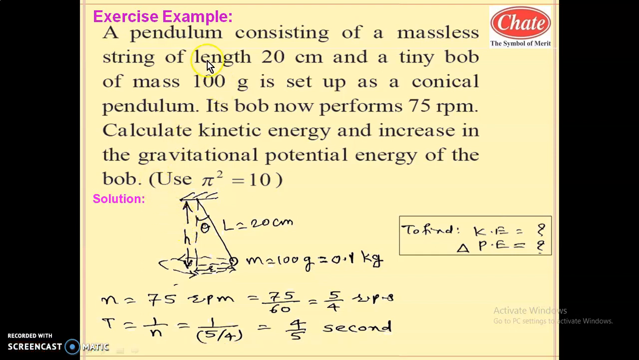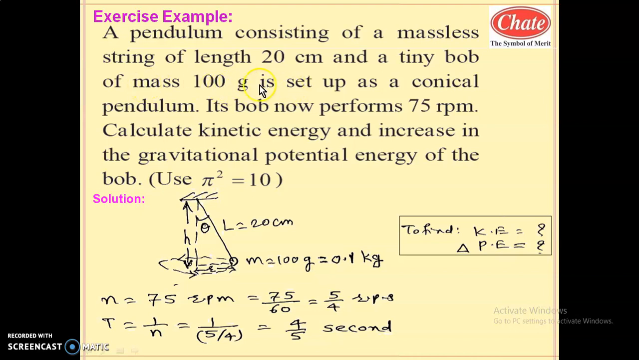Let us start the next problem based on the conical pendulum. A pendulum consists of a massless string, so the string is always massless, of length 20 centimeter, meaning here capital L is 20 centimeter, that is the length of the string, and a tiny bob of mass 100 gram is set up. So the mass of the bob is 100 gram.